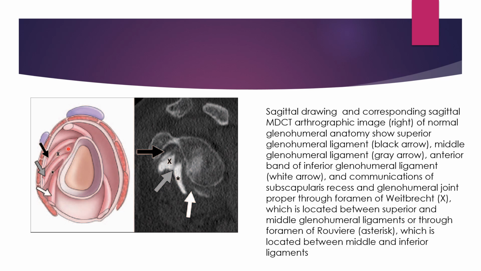That is the top one, which is the foramen of Weitbrecht, which is actually communicating between the superior and the middle glenohumeral ligament. And there is one between the middle and inferior glenohumeral ligaments, that is marked by the asterisk, which is the foramen of Rouvière. So this is very, very important to know prior to actually performing this intervention.